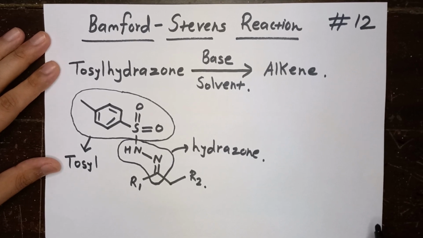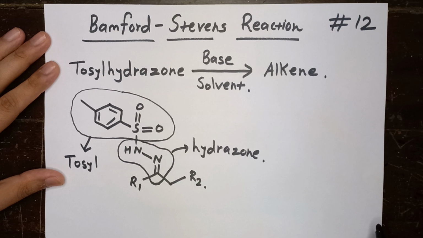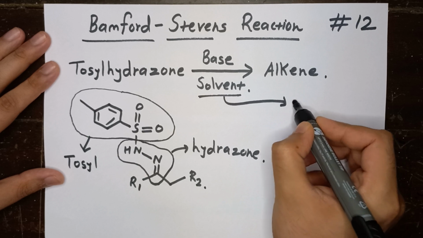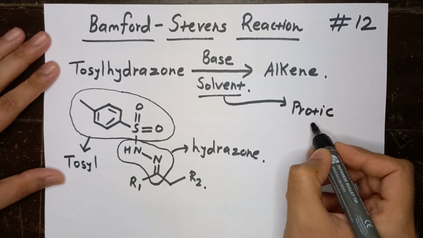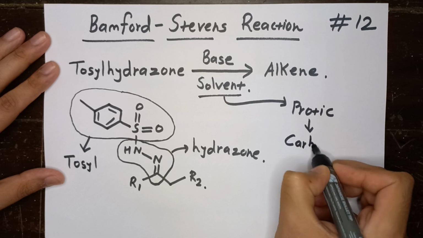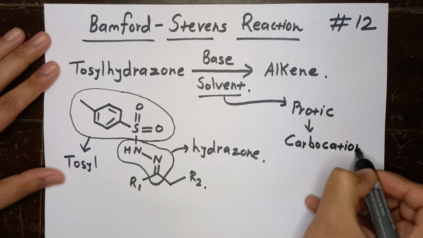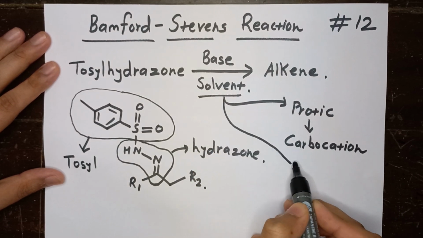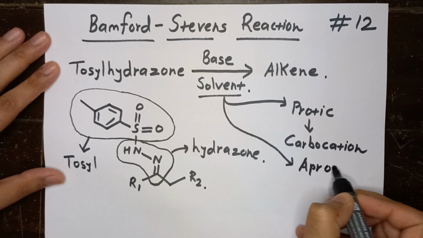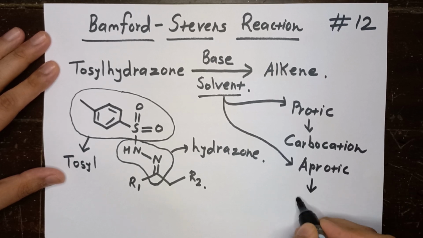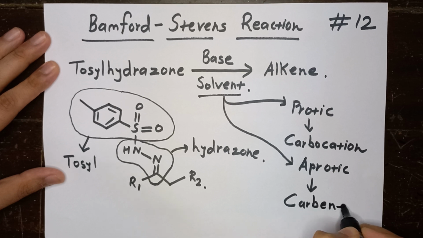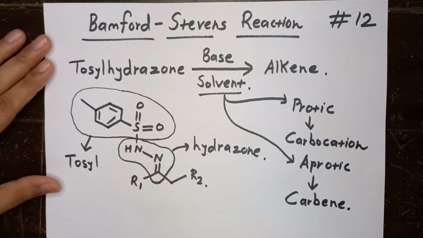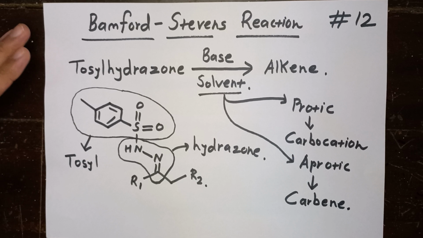Okay, now the reaction is very well dependent on solvent. If your solvent is a protic solvent, the reaction goes via carbocation intermediate. If your solvent is aprotic, the reaction goes via carbene intermediate. Okay? So now let's spend some time discussing protic and aprotic solvent.